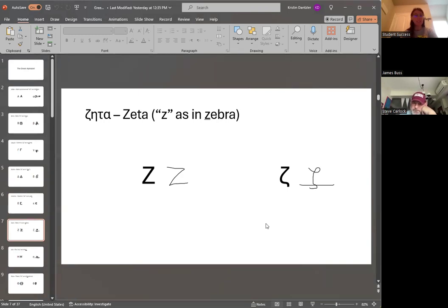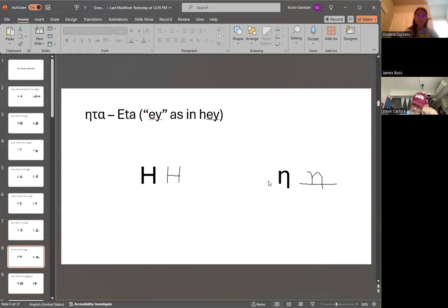Zeta, Z. The capital letter is, again, just like our Z. The lowercase is a little more challenging to draw. You start up here, do a curly Q, bring it down, and then you give a little tail underneath the line. Eta is a long A sound. Capital letter is an H. And then the lowercase sits on the line, looks kind of like a lowercase n for us, but then its last leg trails beneath the line.